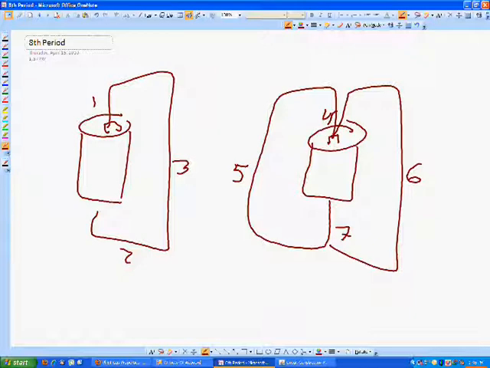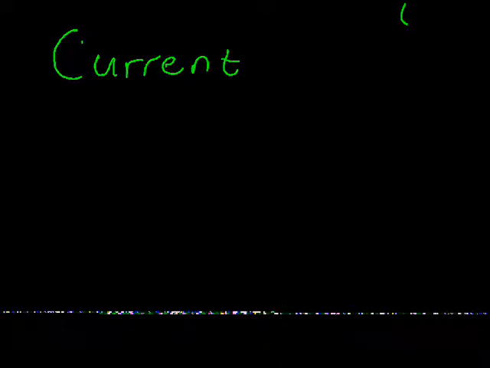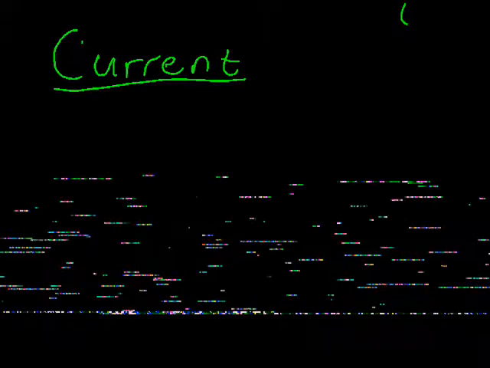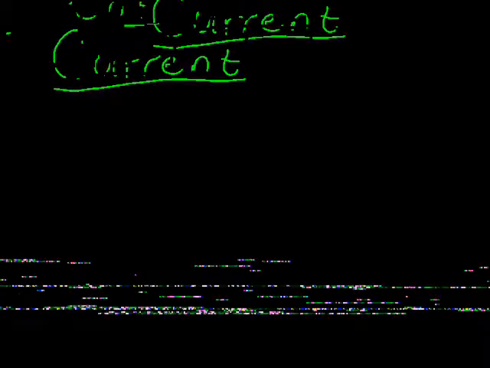Now, some people said they were confused about some of the words in this chapter. So let's try and discuss some of these words. The first word we should talk about here would be the word current. Can someone give me a very brief explanation of this?